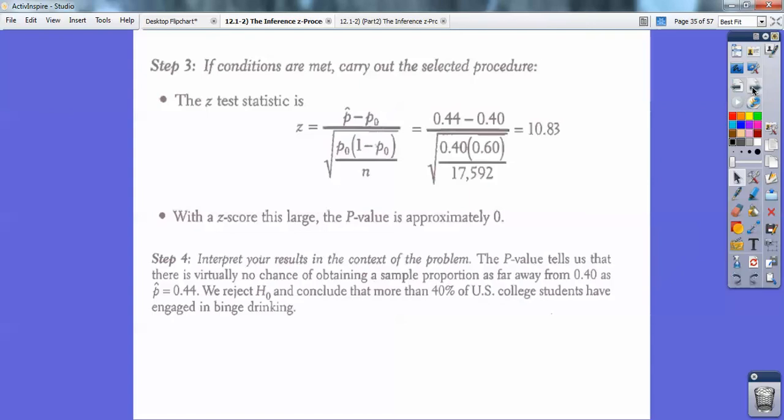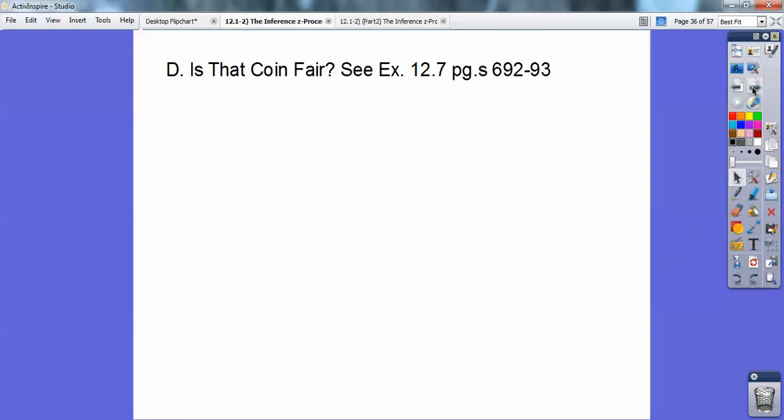So interpret your results. The p-value tells us that there is virtually no chance of obtaining a sample proportion that's as far away from 0.4 as 0.44 is. So we're going to reject the null hypothesis and conclude that more than 40% of college students have engaged in binge drinking. All right, so is that coin fair?